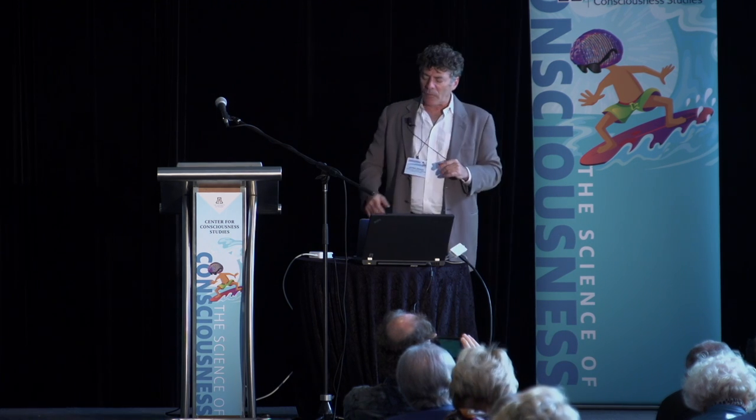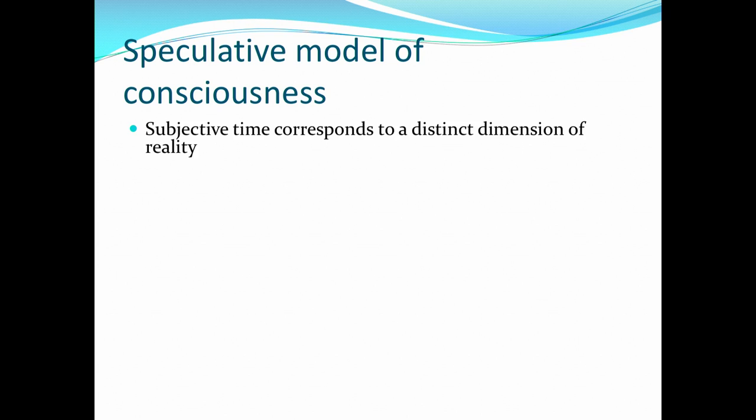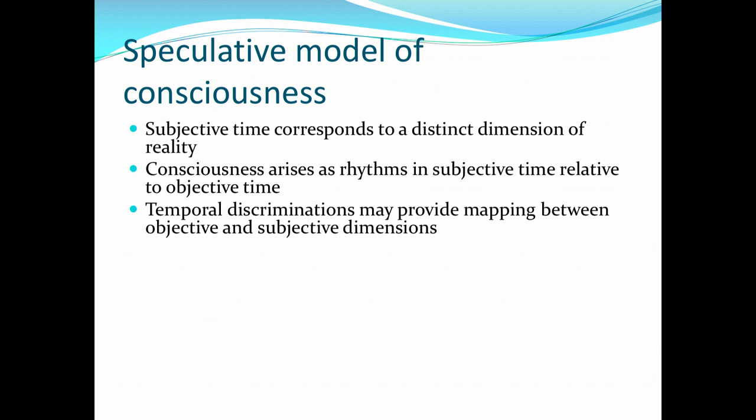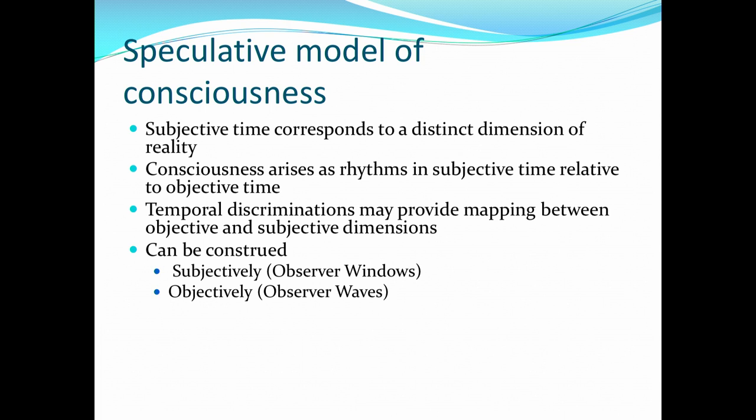So, in short, I've offered a speculative model of consciousness: that subjective time corresponds to a distinct dimension of reality, that consciousness arises as rhythms in subjective time relative to objective time, that temporal discrimination may provide a mapping between objective and subjective dimensions, and that this can be construed both subjectively in terms of imagining observer windows and objectively in terms of observer waves.